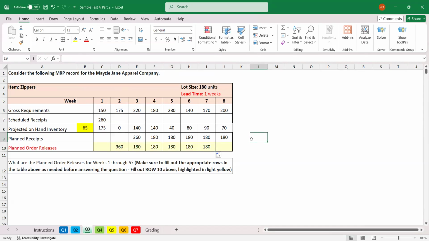So that's all that you're going to need to do to answer a question. If you get any questions similar to this one here, just basically ensure you know how to fill out your table on the basis of the lot size, the lead time, and how much inventory you have on hand at the beginning of any time period. Okay, let's move on to question 4.